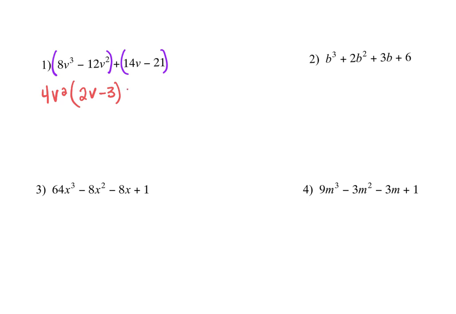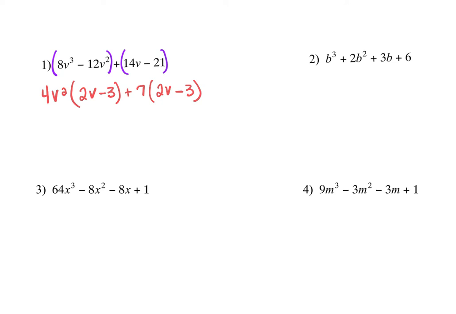Let's look at the next one. Between 14 and 21, what can I take out? 7. So 14 divided by 7 is 2. I still have that v. 21 divided by 7 is 3. Okay? Now, if you factor by grouping and it can be factored, it should look like this, meaning that guy that's still left in parentheses should be the same.